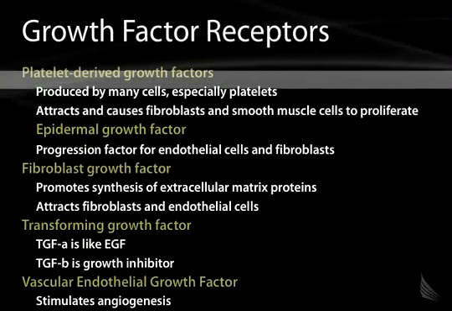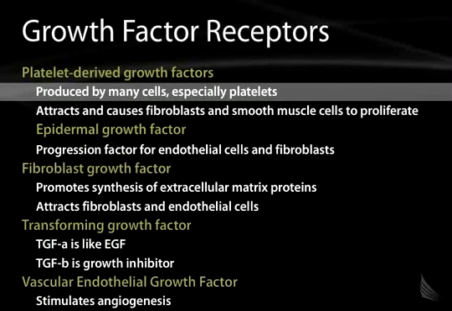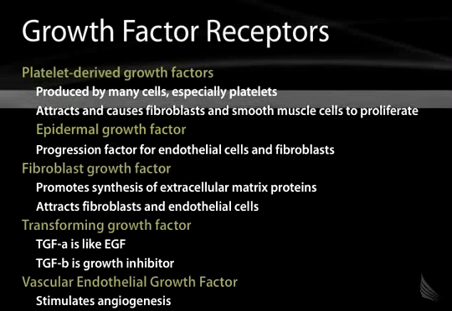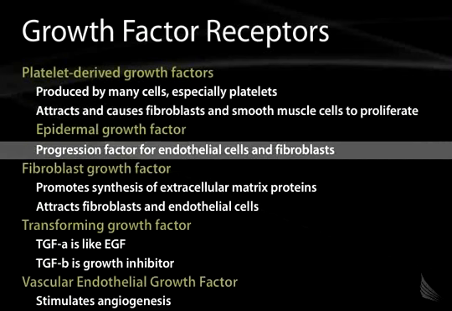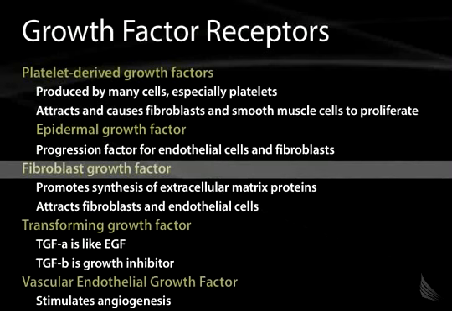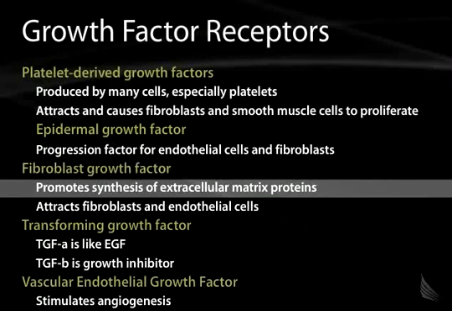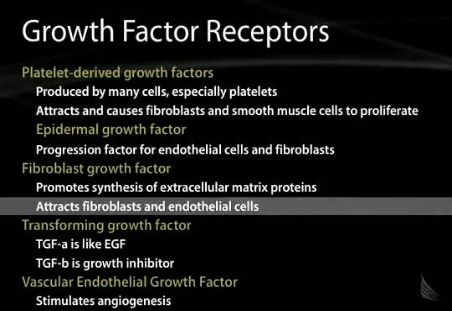Now, some of the growth factors and growth factor receptors which are involved in the repair process are listed here. Platelet-derived growth factors are produced by a lot of cells, but especially by platelets. These attract and cause fibroblasts and smooth muscle cells to proliferate in the repair process. Epidermal growth factor is a progression factor which causes the endothelial cells to divide and fibroblasts to divide and proliferate. Fibroblast growth factor promotes the synthesis of extracellular matrix proteins, stimulates the fibroblasts to produce collagen and other extracellular matrix proteins, and also attracts fibroblasts and endothelial cells for fibrosis and for angiogenesis.